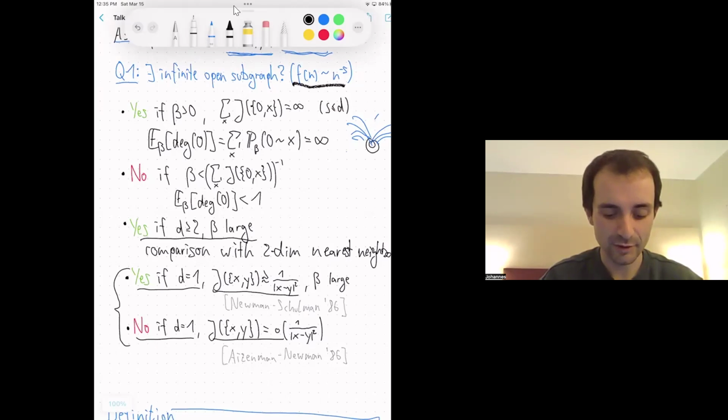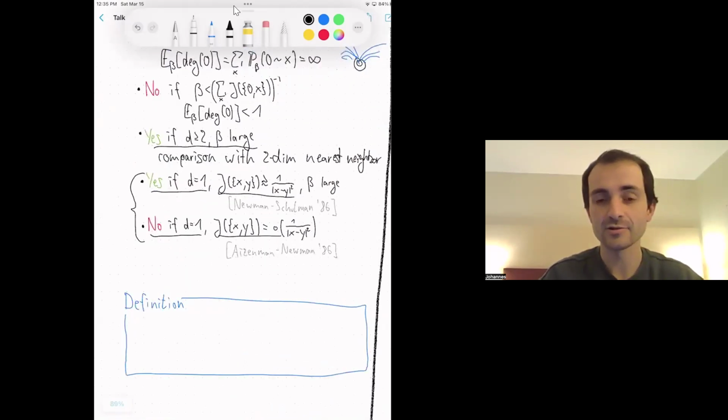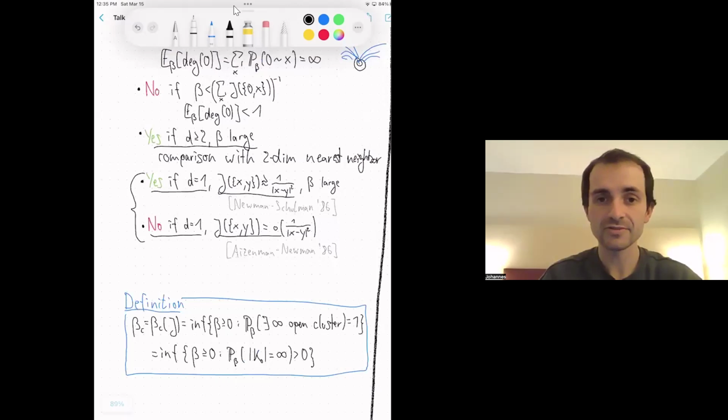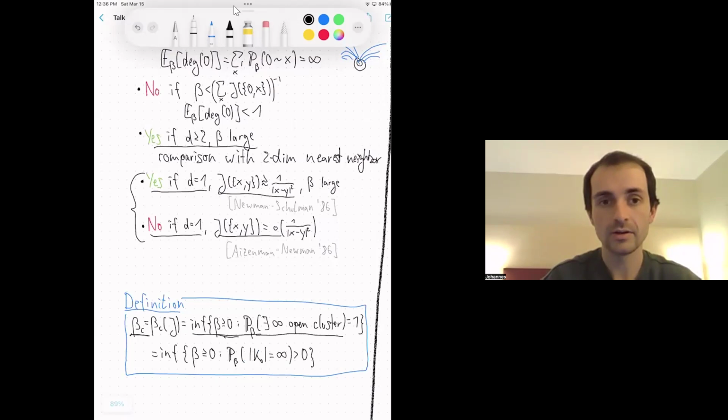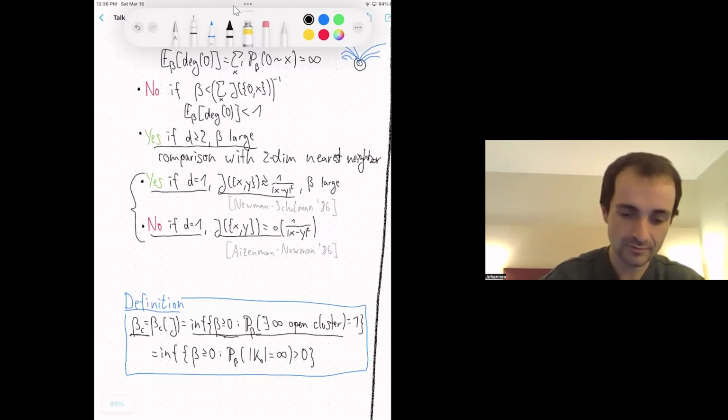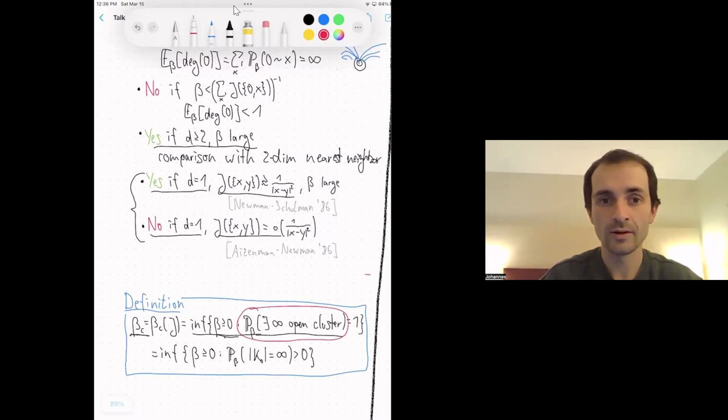Before I said that the inclusion of edges is also something that increases with beta. So if you increase beta, then there's a higher probability that edges are open. In particular, one can define beta c, the critical value. This is the smallest value for which the probability that there exists an infinite open cluster is 1. Note that this probability is always either 0 or 1. It's just by Kolmogorov's 0-1 law, since it doesn't depend on finitely many edges, this probability already needs to be either 0 or 1.